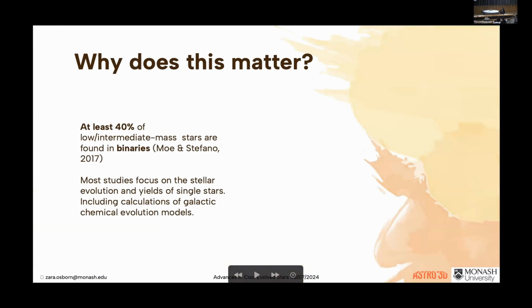Well, observations show that at least 40% of low and intermediate mass stars are found within binaries, and this 40% figure increases with increasing mass. Yet most studies that study stellar evolution and yields only consider single stars, and this includes calculations of galactic chemical evolution models, in which AGB stars are an important ingredient. So this just begs the question: how does binary evolution influence the S-process elemental yields? And is this enough to alter the stellar yields from a stellar population?